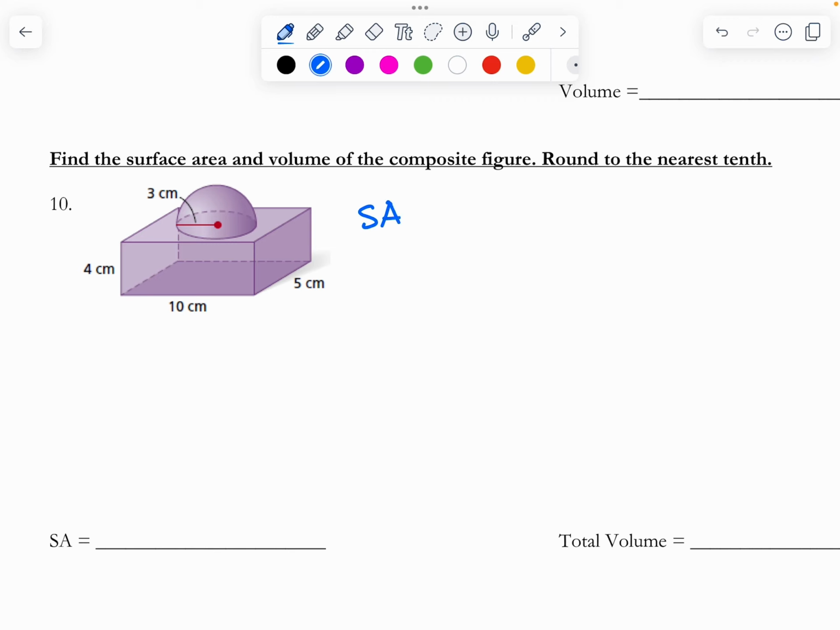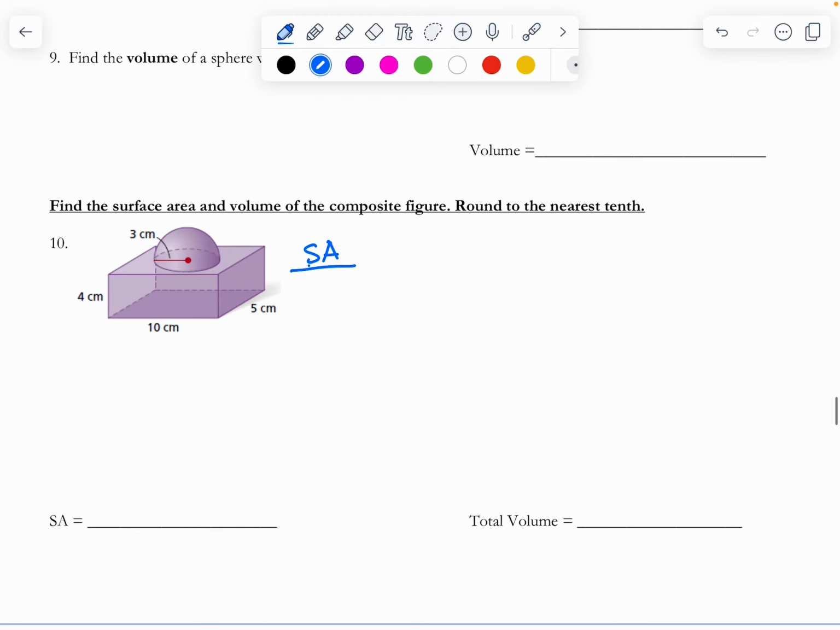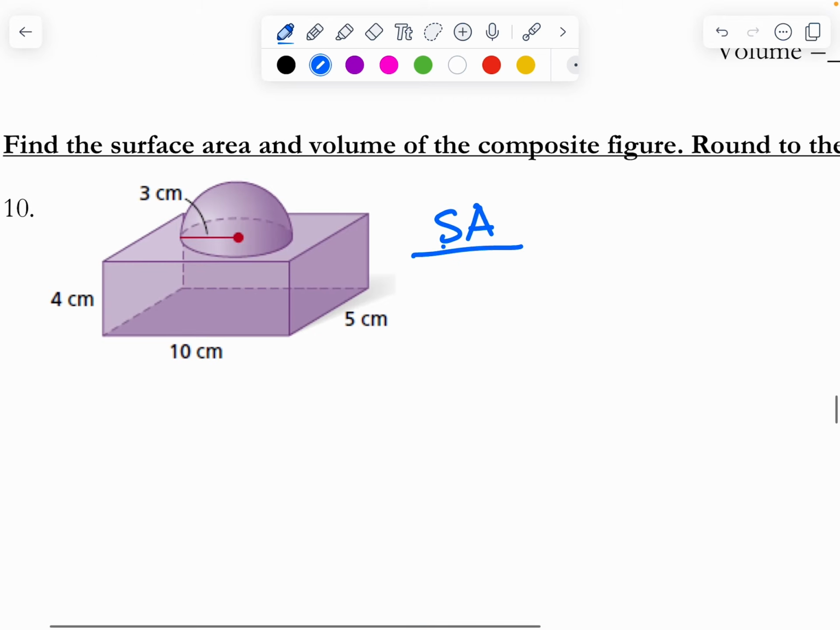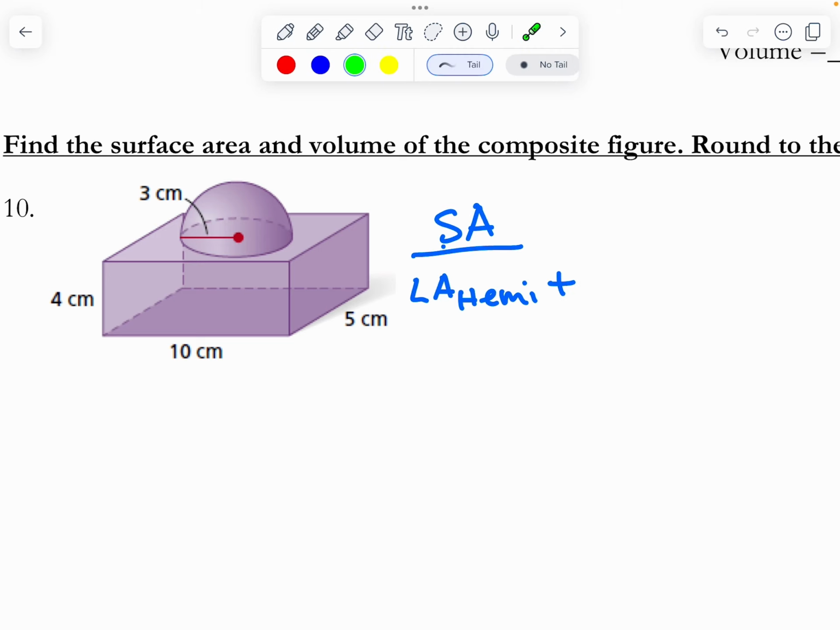So if I have my surface area here, we need to figure out what's happening. My first step for my surface area, and let's see if I can divide this into 2 spots. Okay, looks like we're going to have to find the lateral area of the hemisphere right up top. And this is the hemisphere. Then we have to add the surface area of the prism.